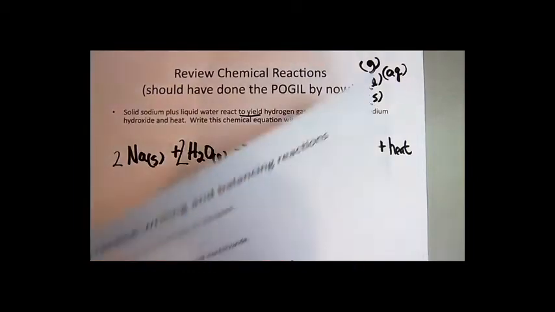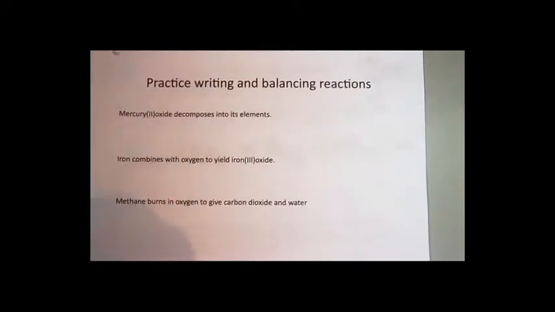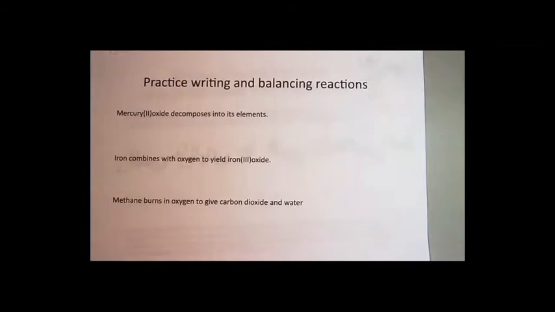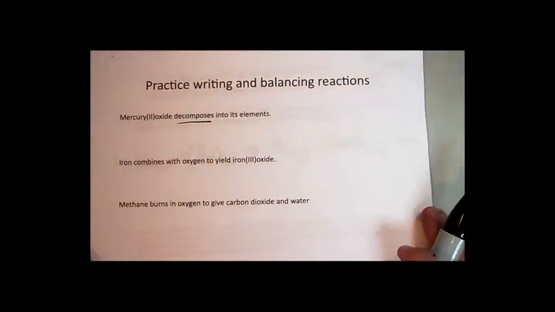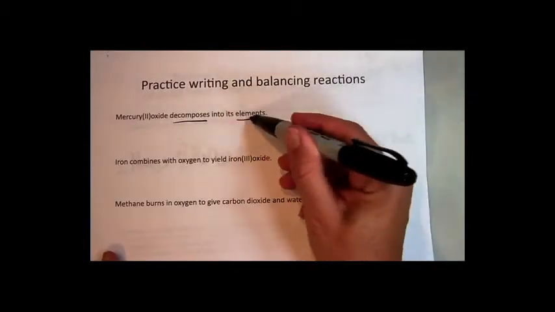So I'd like to just give you another opportunity to practice writing and balancing reactions. Again, it's given in words. You have to be able to write the compounds and balance the reactions. Mercury 2 oxide decomposes into its elements. All right, so you have to know what that word decompose means. It's a type of chemical reaction where it breaks down into its elements.